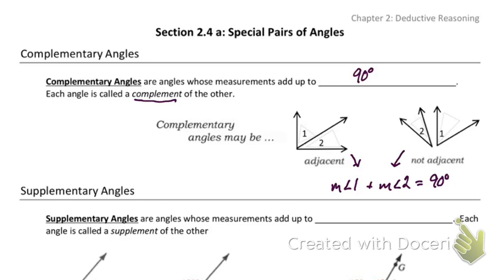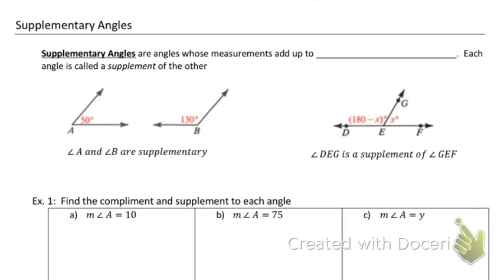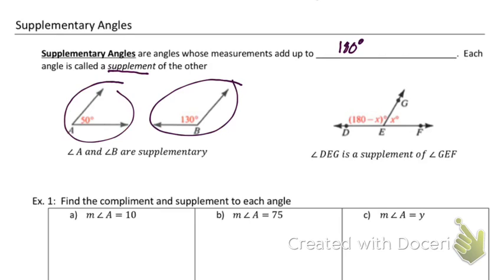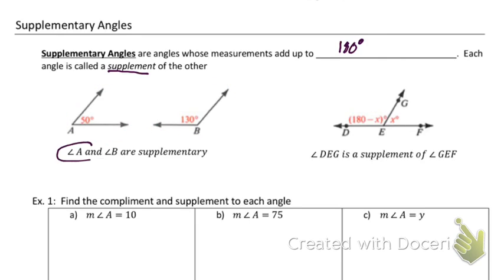All right, the next key special pair of angles are called supplementary angles. Supplementary angles are a lot like complementary angles, except this time they're going to add up to 180 degrees. Each angle is called the supplement of the other. So if we look down here, we have one that's 50 degrees and one that is 130. When added together, they equal 180 degrees. So that means A and B are supplementary angles.